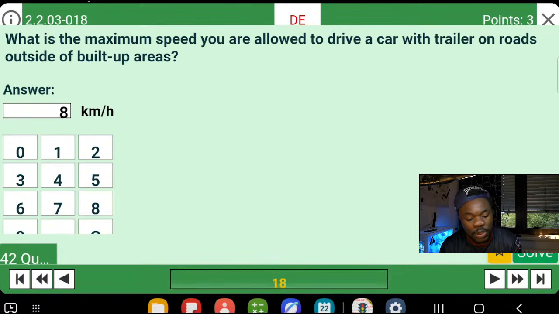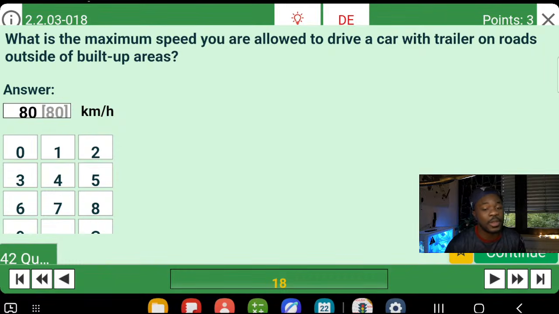So the maximum speed you can drive a car and a trailer outside the built-up area is 80 kilometers per hour. Sometimes they will not talk about outside built-up area. They will just say on a motorway. So take note. The maximum speed you're allowed to drive a car and a trailer outside the built-up area is 80 kilometers per hour. That is why you need to understand that whenever you have a trailer attached to your car, your acceleration capacity is automatically reduced.